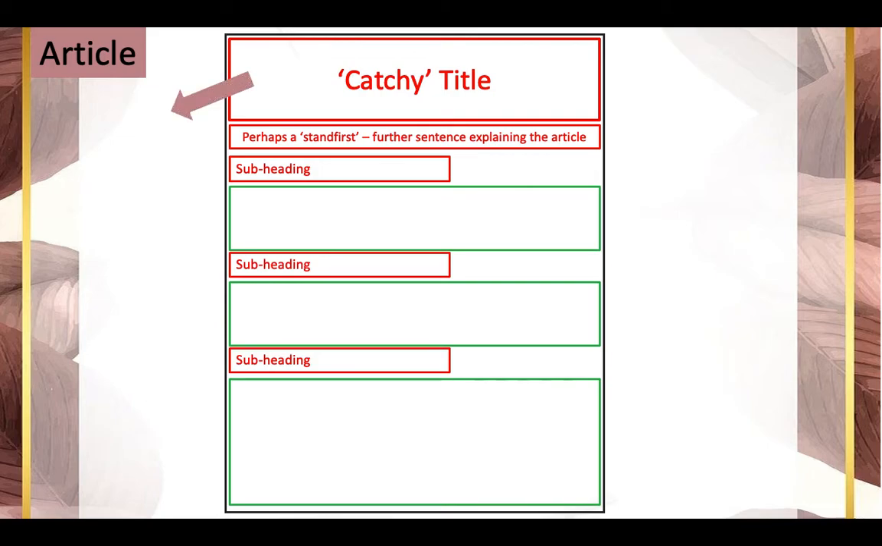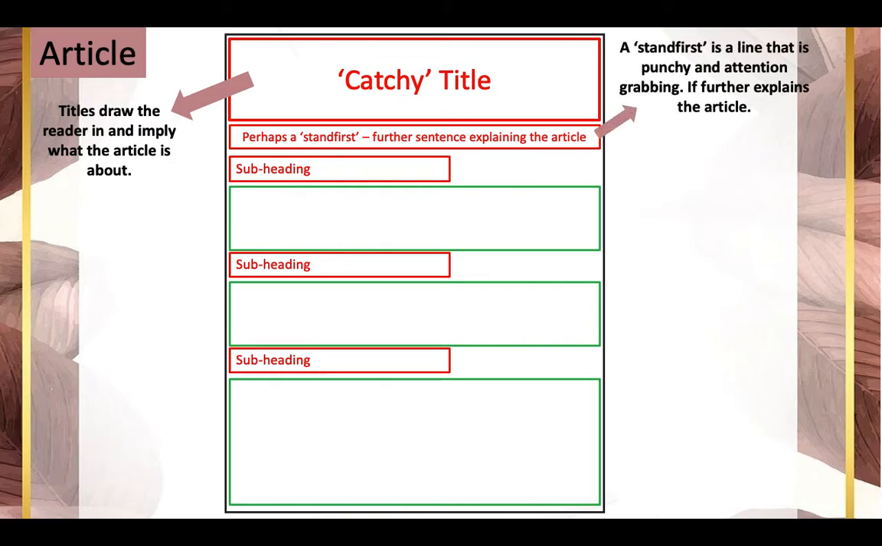Fairly self-explanatory. The catchy title would be expected to draw in the reader and give some sort of indication as to what the article is about. We have something called a stand first. Now that might be a new word to you there. You might want to look on the BBC Bitesize website under the media studies section. They give lots of detailed information about features of an article in a little bit more depth than the English language section on the BBC Bitesize website.